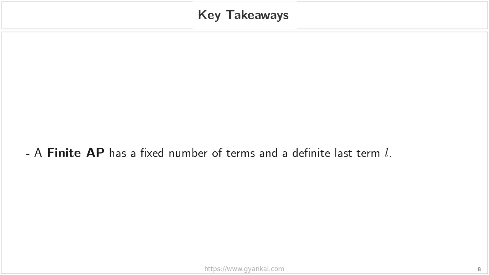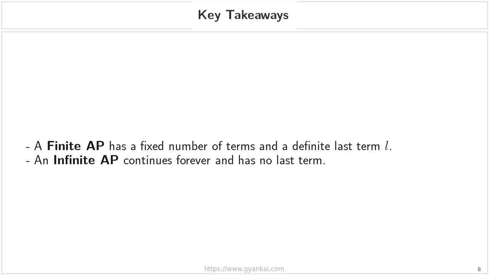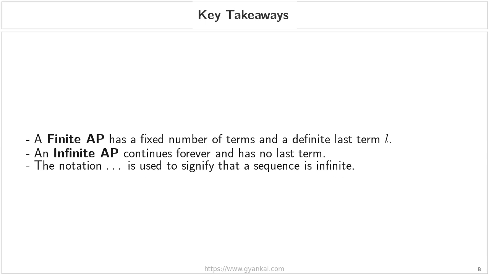Key takeaways. First, remember that a finite arithmetic progression, or finite AP, is characterized by having a fixed, countable number of terms. Because it has a specific endpoint, it possesses a definite last term, which we denote with the lowercase letter l. On the other hand, an infinite arithmetic progression is a sequence that continues forever. It has no end and, consequently, no last term. To represent this mathematically, we use the notation of 3 dots, known as ellipses, at the end of the sequence to signify that the pattern persists indefinitely.